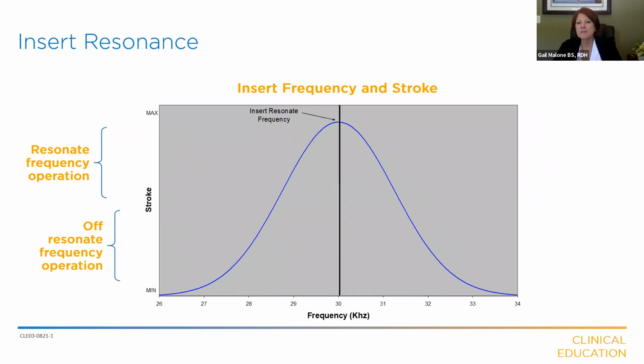Ken used the analogy of the bell in talking about resonant frequency. Every insert has a resonant frequency, and it's around 30 kilohertz. They're not all exactly 30 kilohertz, and that's really because of manufacturing processes. However, they're very close to that. And as you can see on this chart, for optimal performance or maximum stroke, inserts should operate at their resonant frequency, the very top of the crest of the bell curve. This is where you're going to get the most efficient performance out of that particular insert design or tip.